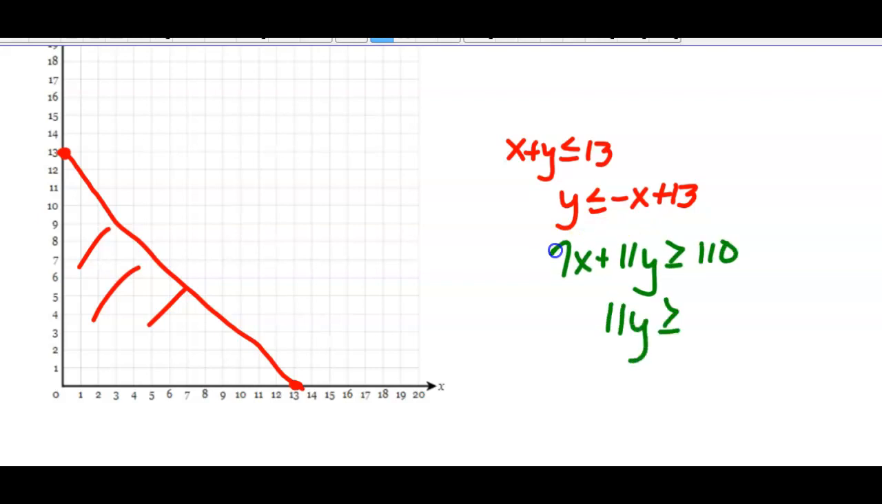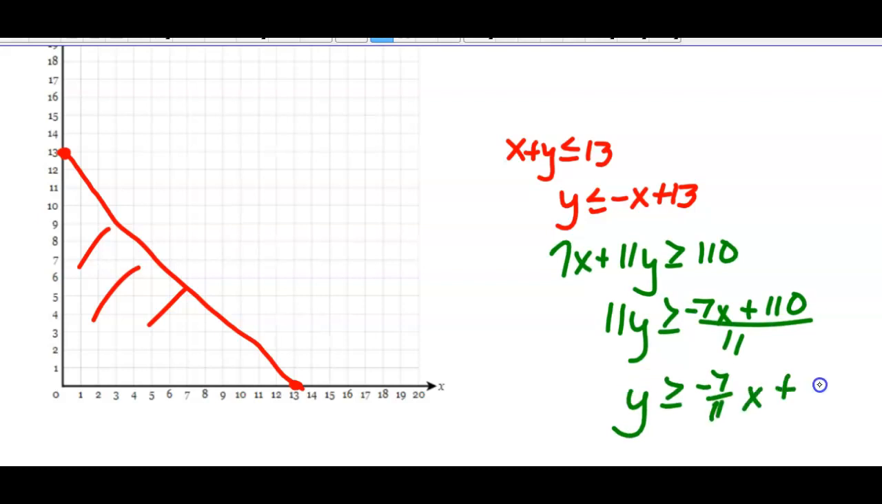So if I subtract this over and divide everything by 11, I get -7/11 x plus 10. So this one would start at 10, and it would go down 7 and over 11. And so this is the line we're talking about, and she has to stay above that line.